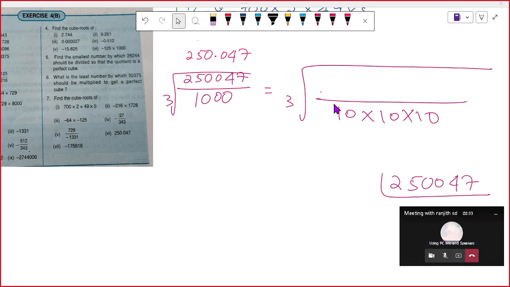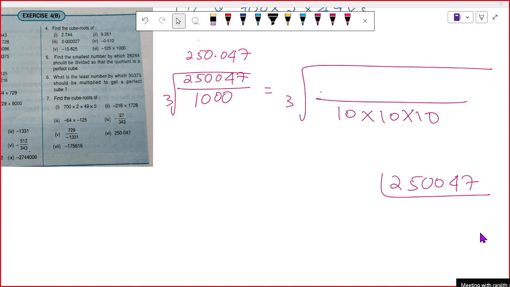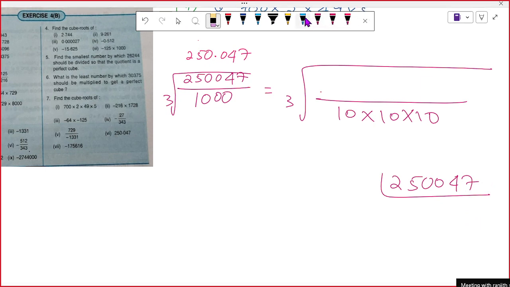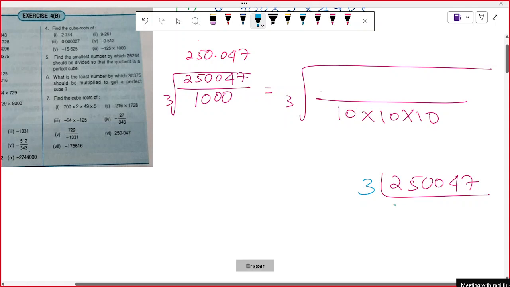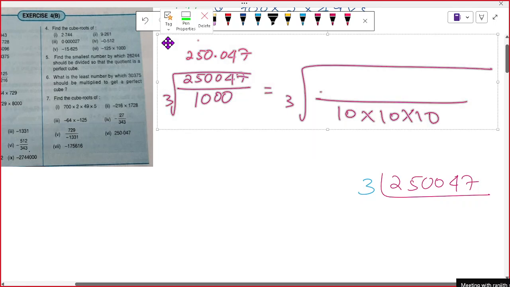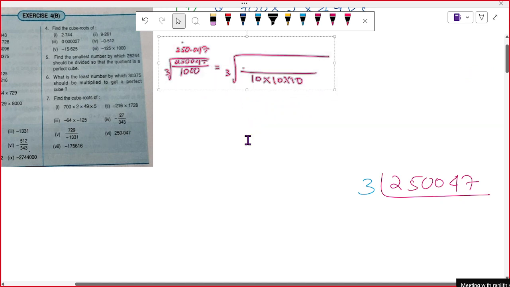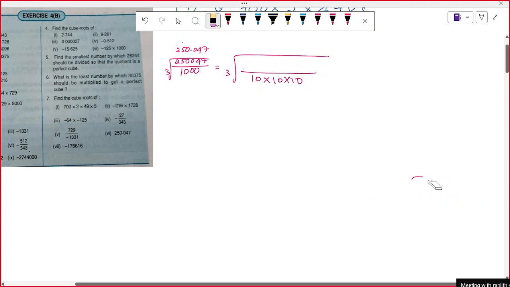Yes, done with this question. We have 7 at the end, so try with odd numbers. Try with 3 or 7. What's the final answer, students? Is it 63? Yes, sir. 63 by 10, right? Okay, 63 by 10.